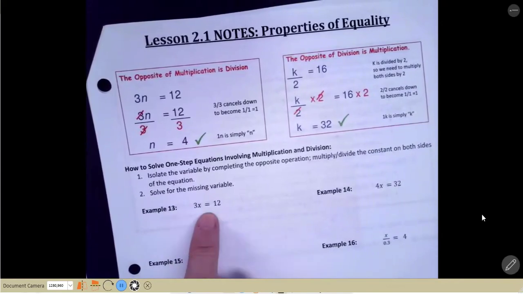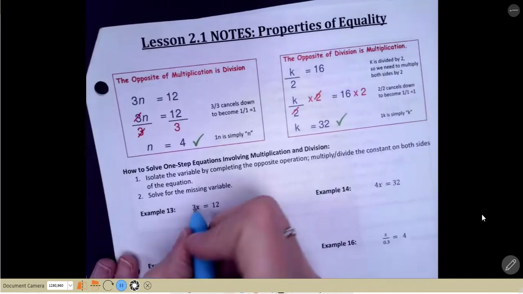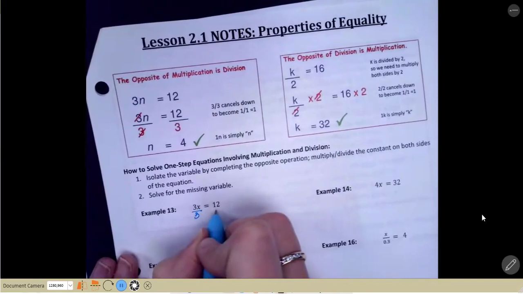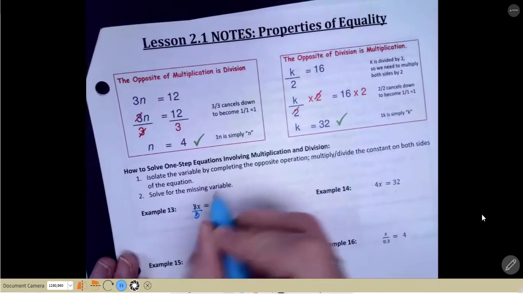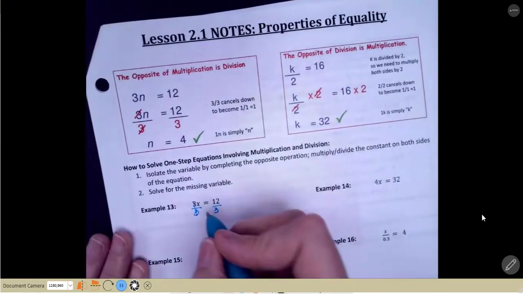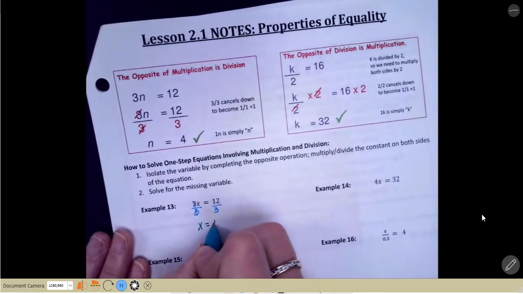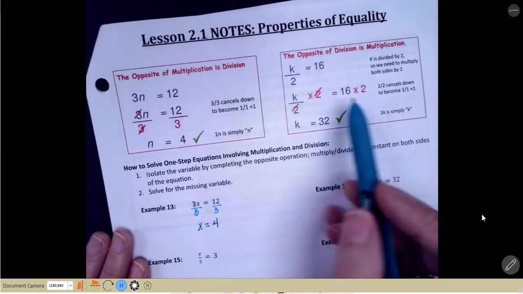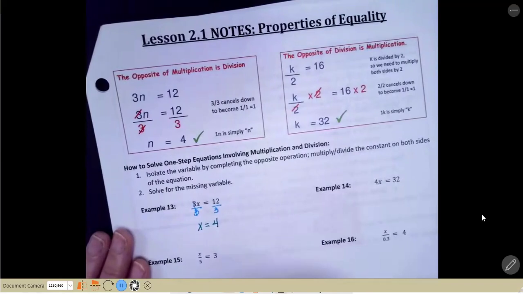3 is being multiplied by x. So we are going to divide by 3. A lot of times students want to subtract. Don't do that. You're going to divide both sides by 3, and you will get x equals 4. And these examples up here are pretty clear too. Okay.